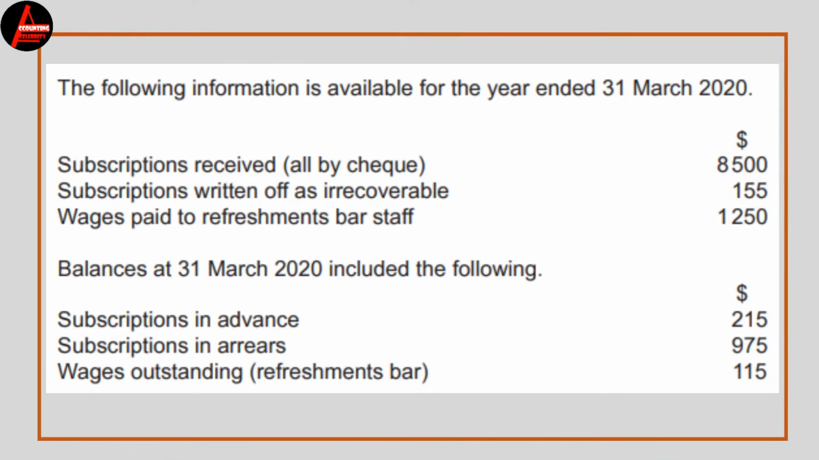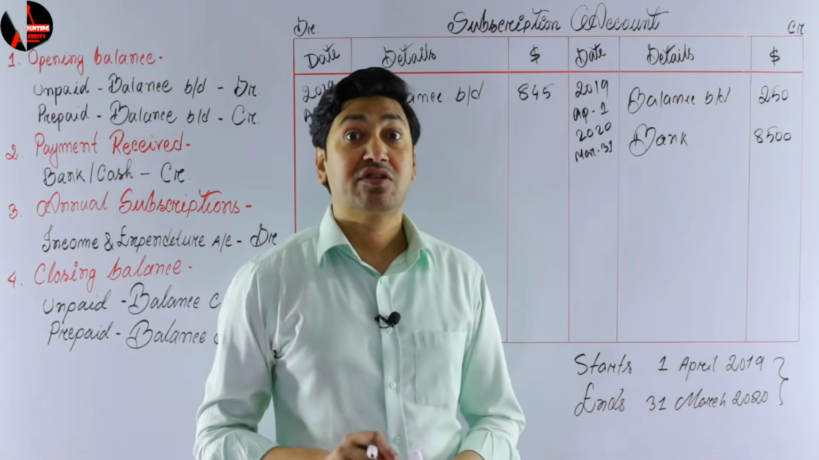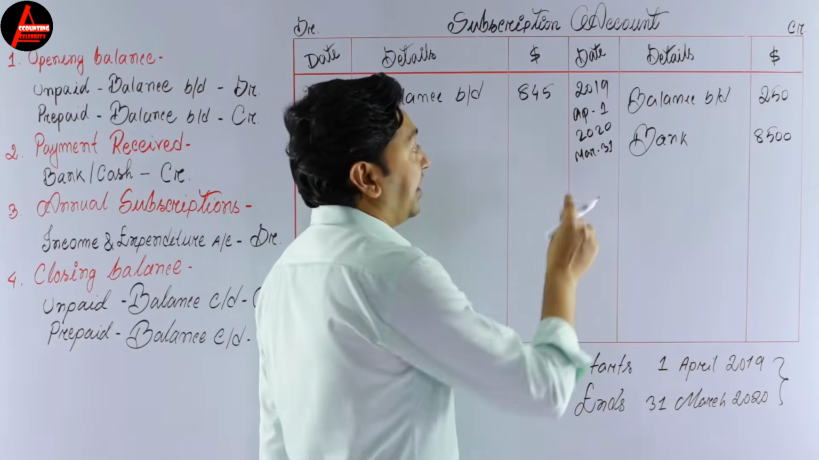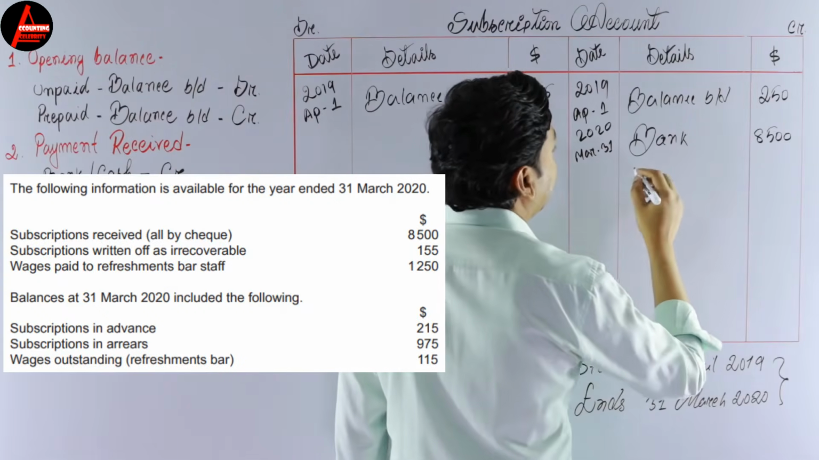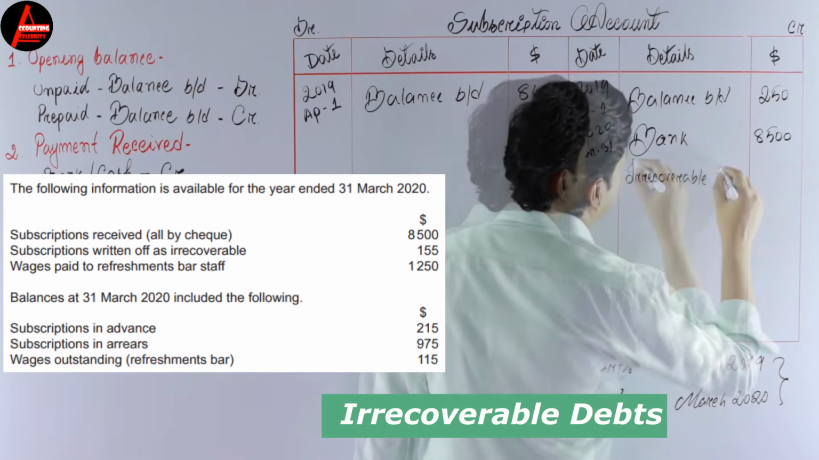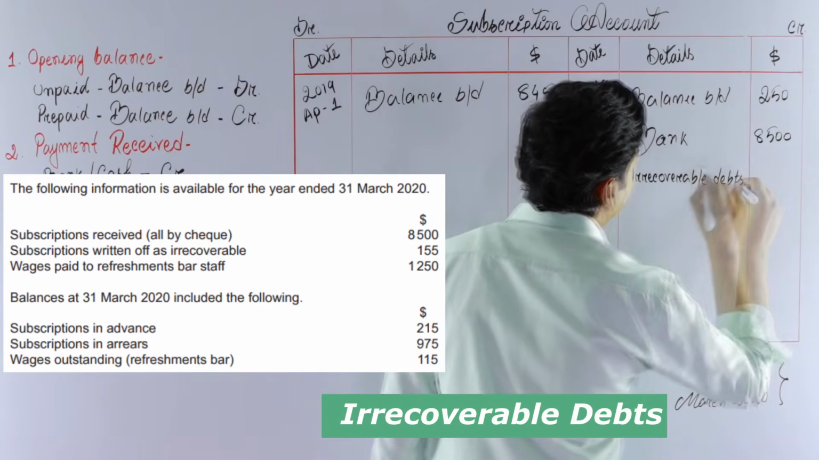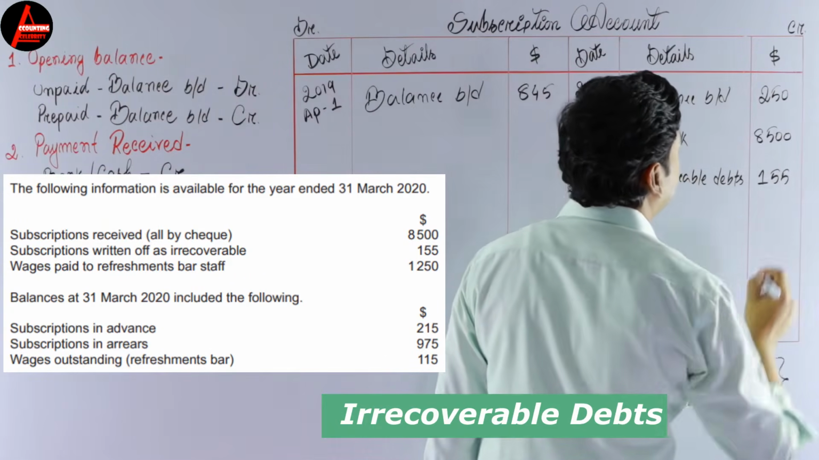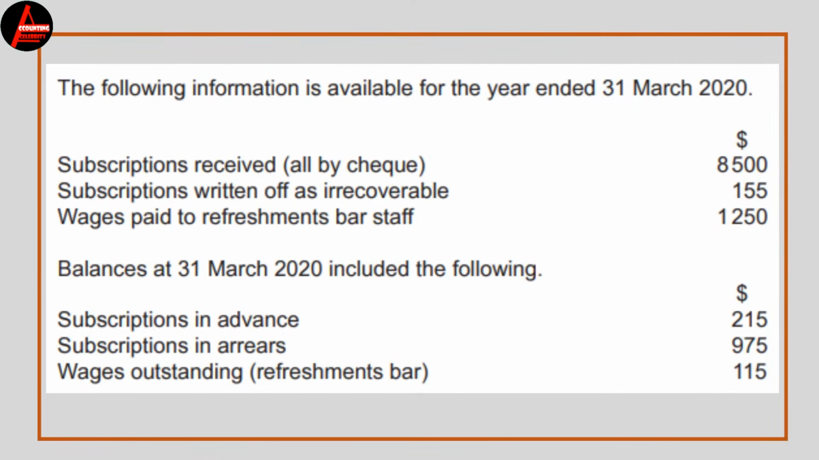Then what do you have? Subscription written off as irrecoverable $155. Okay, so this amount will not be received. It will come on the same side with bank. Okay, so let us write, and the date is the same here. So we will write here irrecoverable debts. Okay, so the amount is $155. Then we have next wages paid to the refreshment. This is not relevant.